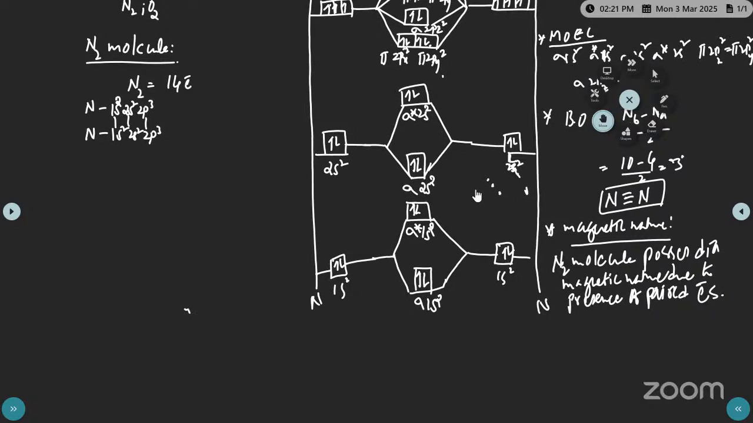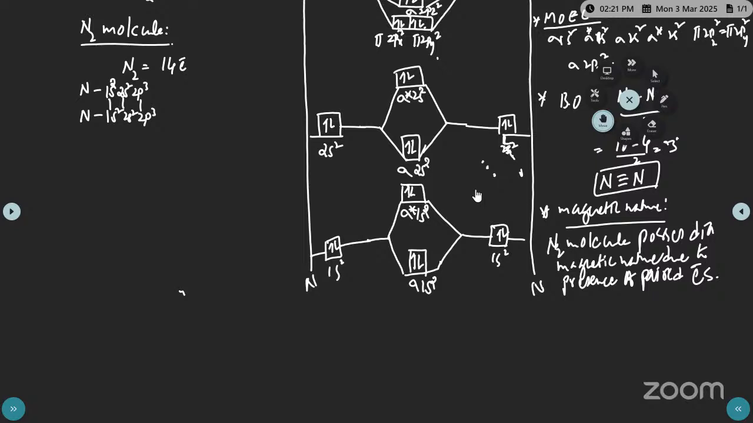Pi 2px and pi 2py move to higher energy and sigma 2pz moves to lower energy.